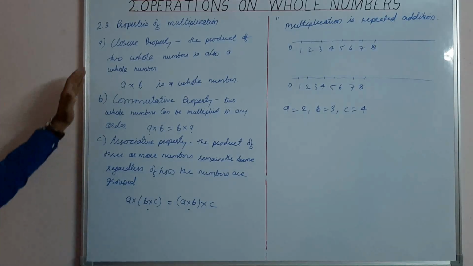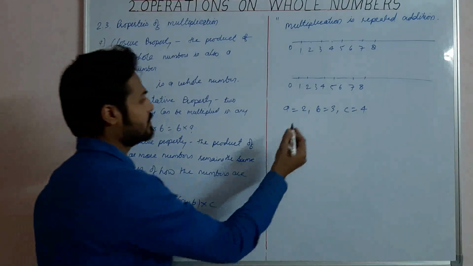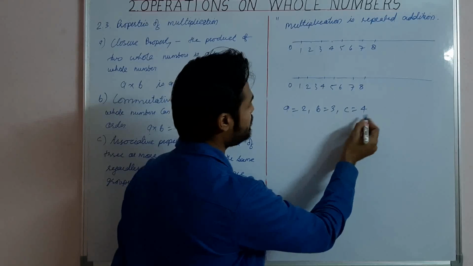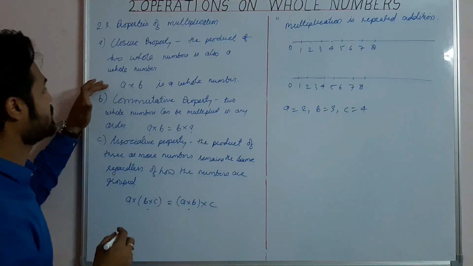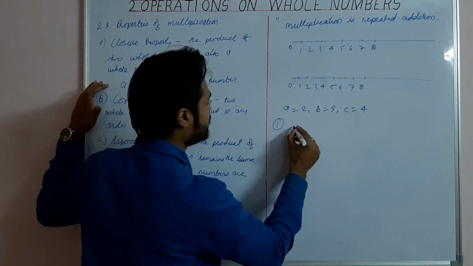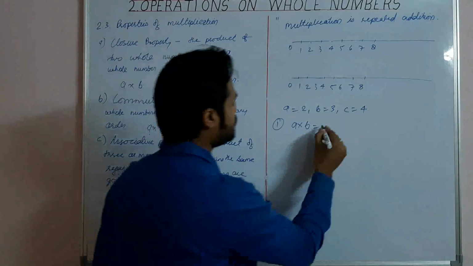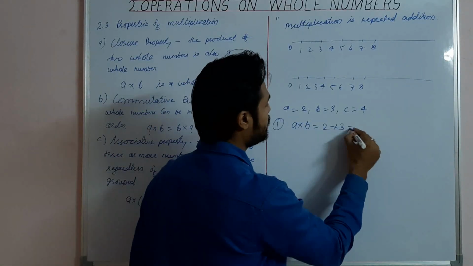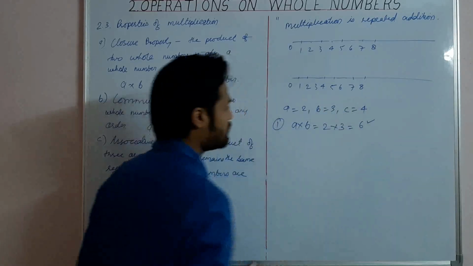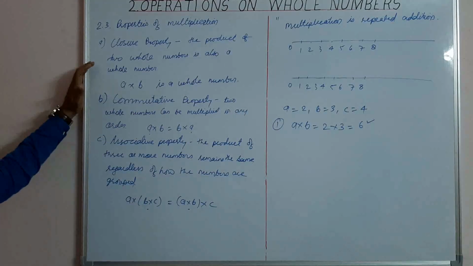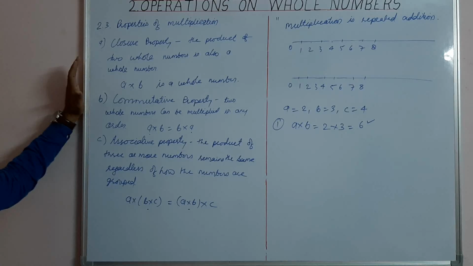Now for check, let us assume A is 2, B is 3 and C is 4. And now let us check for the first property, A cross B. So the value of A is 2, B is 3, we get 6. 6 is also a whole number, so we can say that multiplication is closure also.